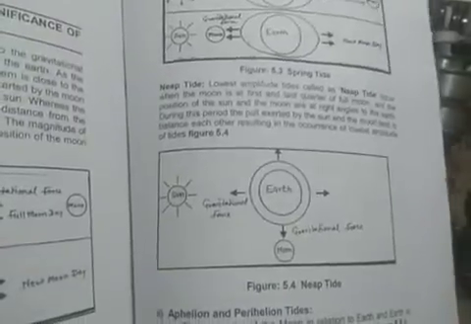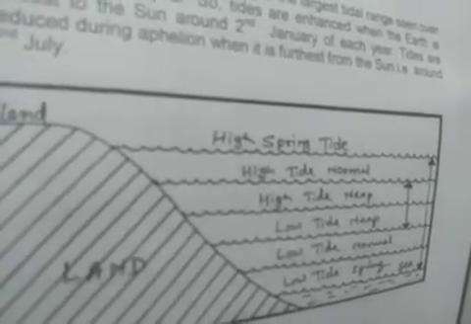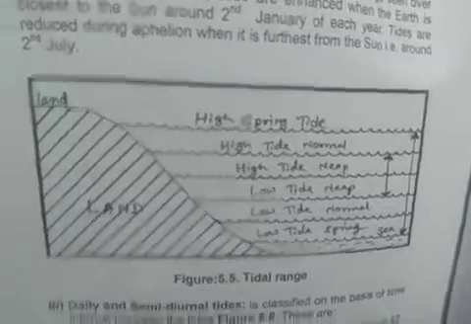The perihelion tides occur when the Earth, Moon, and Sun are aligned at perigee and perihelion, resulting in the largest tidal range seen over the course of a year. So, tides are enhanced when the Earth is closest to the Sun around 2nd January of each year. Tides are reduced during aphelion when it is furthest from the Sun, that is around 2nd June. Figure 5.5.